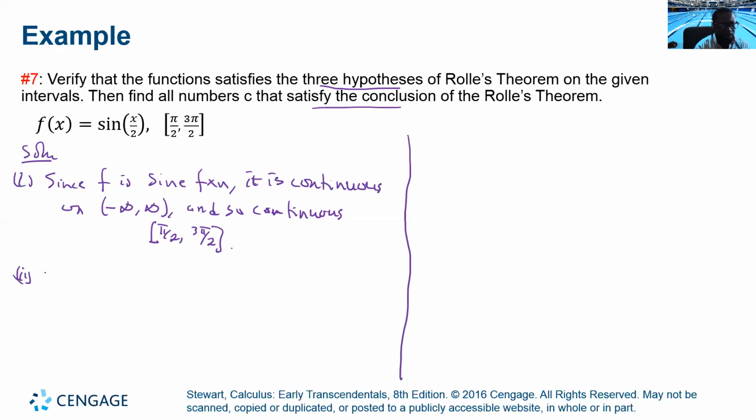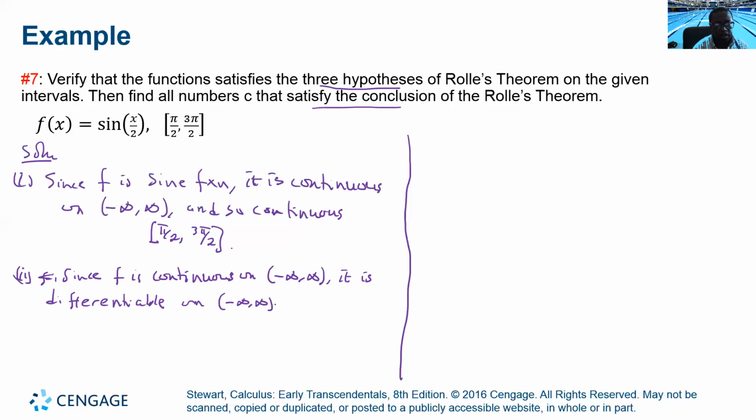Then, the sine function is differentiable. We can also say that since f is continuous on the real numbers, it is differentiable on the whole set of all the numbers, and hence it is differentiable on the given interval, pi by 2 and 3 pi by 2.